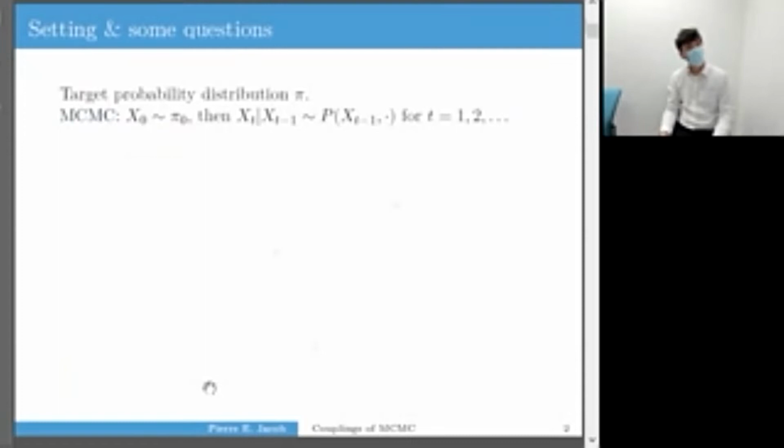So you have a target distribution, a probability distribution denoted by pi, and you would like to sample from it, and you don't know how to exactly sample from it, so you design a Markov chain that will asymptotically converge to pi. So you start from some distribution pi 0, and then you generate x_t given x_{t-1} according to a distribution denoted here by P(x_{t-1}, ·), so that depends on x_{t-1}. It's called the transition kernel of the algorithm. So any MCMC algorithm translates into a choice of Markov kernel P.